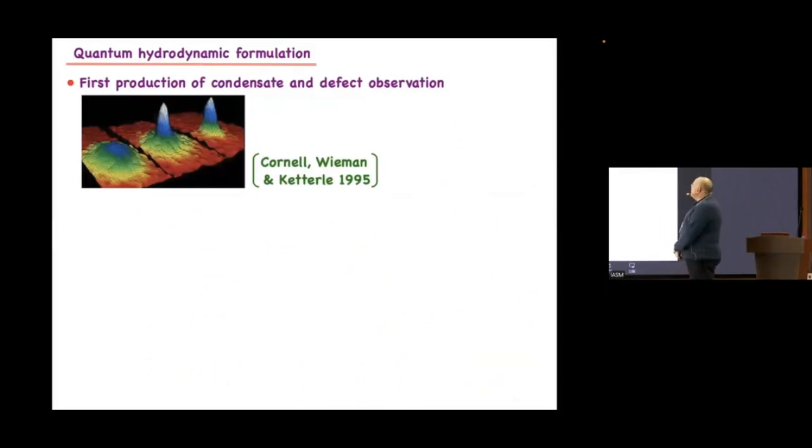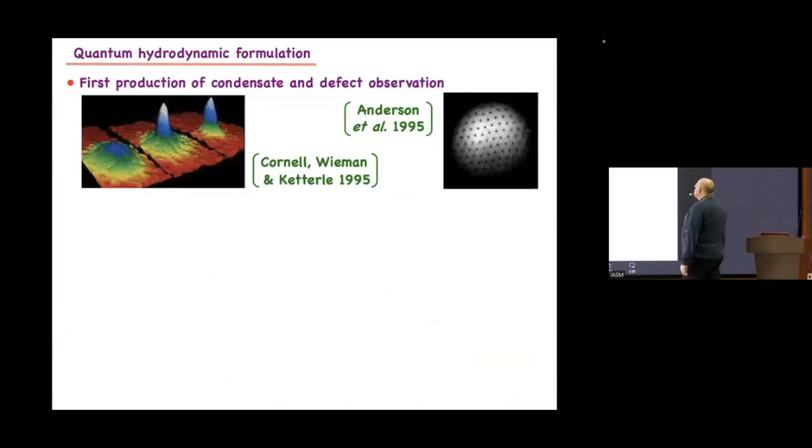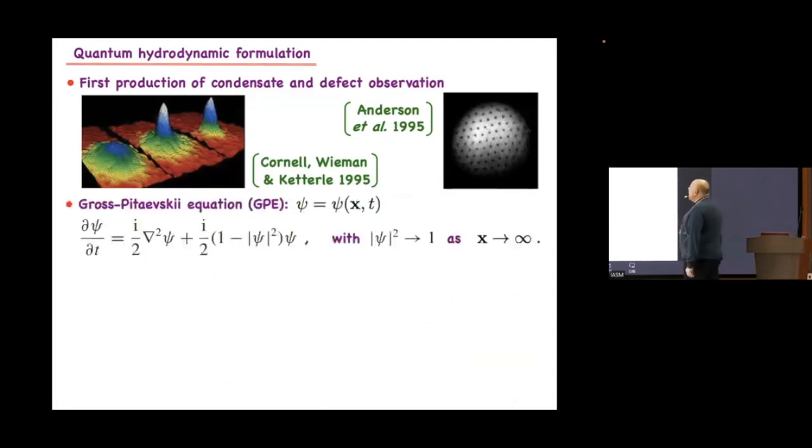Well, we have here just reminding us the discovery by Cornell, Wieman, and Ketterle, who got a Nobel Prize for this work, and this is 1995. And then came Anderson, where you see all these spots that are representing a system of defects in the condensate. I'll explain what I mean by that technically, because otherwise we misunderstand things.